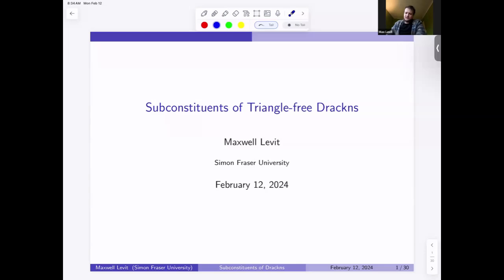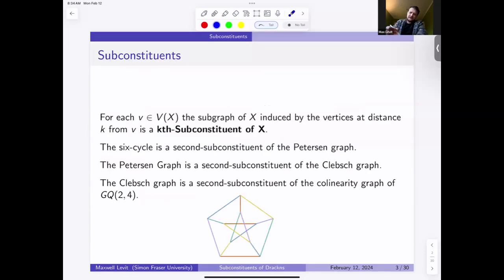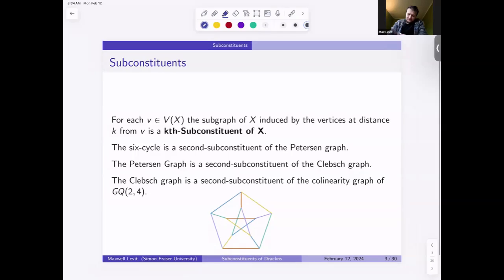So I want to talk about these subconstituents of triangle-free Drackns, and there are a lot of words there that need to be defined. So we'll start with subconstituents. The idea is that for a vertex in a graph, it could be any graph, but usually we'll be thinking about a distance regular graph in this talk, which I will define in a bit. The kth subconstituents are the graphs defined by all vertices at distance k from some fixed vertex. For an example, the sixth cycle is a second subconstituent of the Peterson graph.